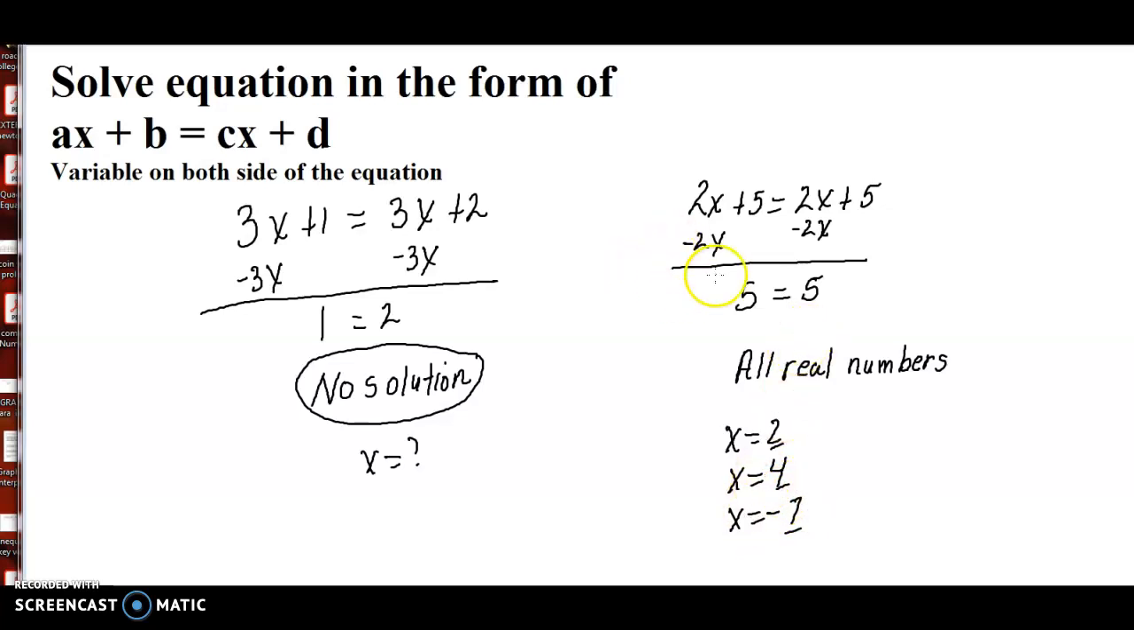So when there's no x left in the problem and you get a true statement, it means all real numbers. If there's no x left in the problem and you get a false statement, that problem is telling you that there is no solution.